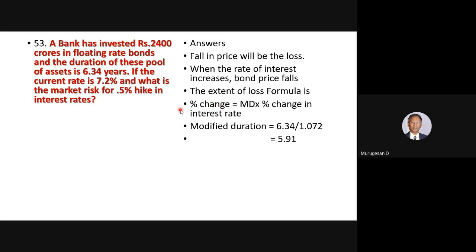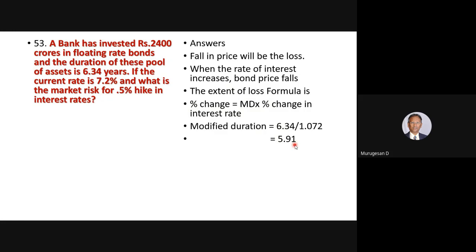You remember the formula. Percentage change in market value is equal to MD, modified duration, into percentage change in interest rate. This is the formula. You have to remember this formula. MD means modified duration. Again, for MD, what is the formula? D divided by 1 plus R. D is the duration of these assets, 6.34. So modified duration will be 6.34 divided by 1.072, where 7.2 is the original rate. So the MD is 5.91.